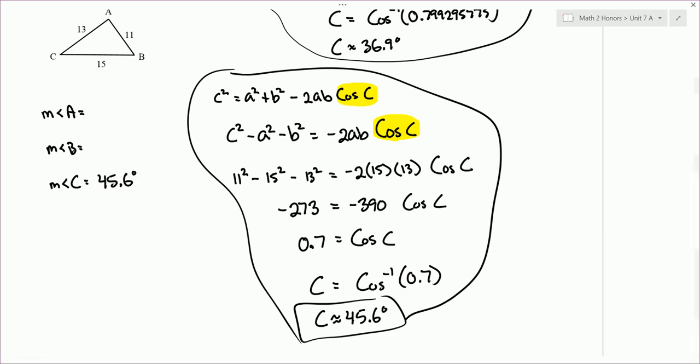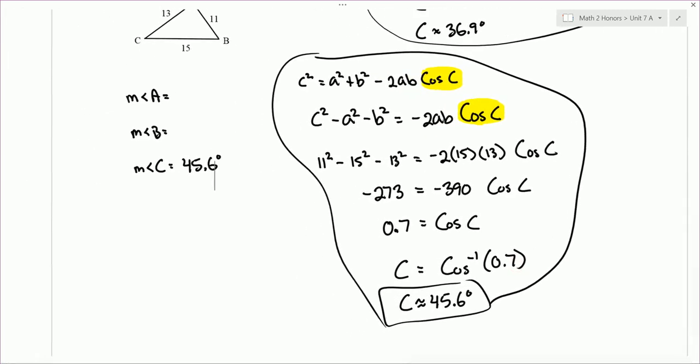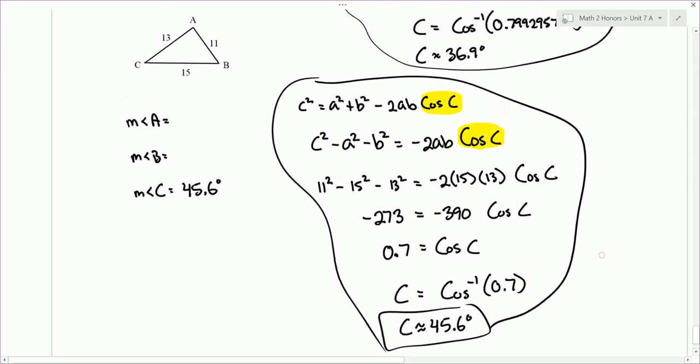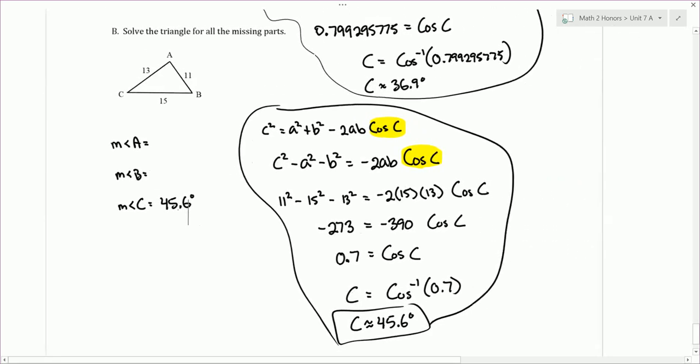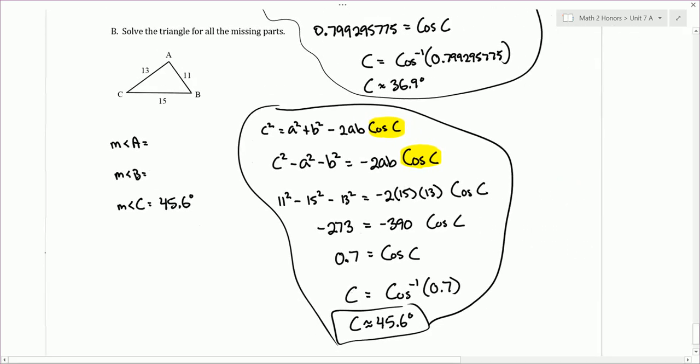We need to find another angle. I'm going to use the law of sines here. I'm going to go after angle B. We know that the sine of B over side B is equal to the sine of C over little c. We can also say it's equal to the sine of A over little a too, but this gives me a proportion where I can cross multiply.